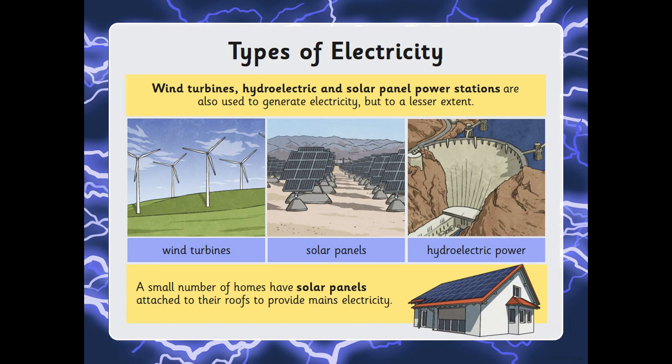So in the UK, mains electricity is produced mainly by gas, coal or nuclear power stations. Wind turbines, hydroelectric and solar panel power stations are also used to generate electricity, but not to such a great extent.